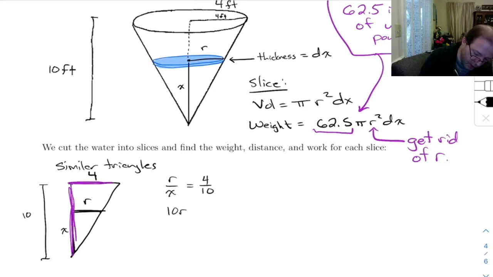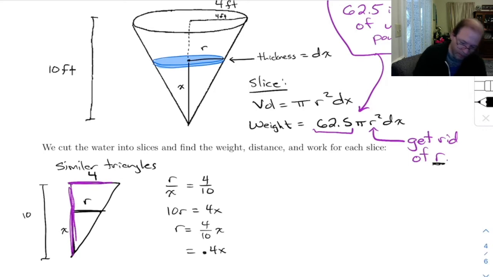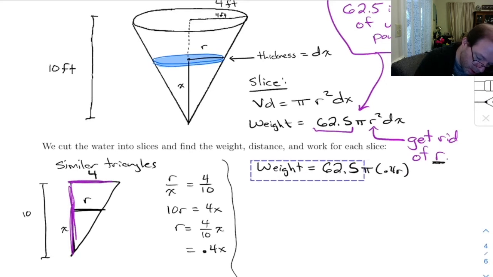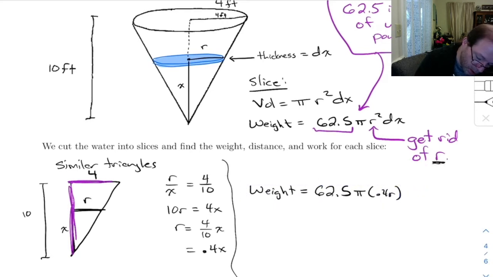Or 10r equals 4x. We're trying to solve this for r. So r is 4/10 of x. Or, since we're already dealing with decimals, r is equal to 0.4x. All right, so that gives me that the weight is 62.5 pi times 0.4 r quantity squared dx. And that's the thing that we need to integrate.